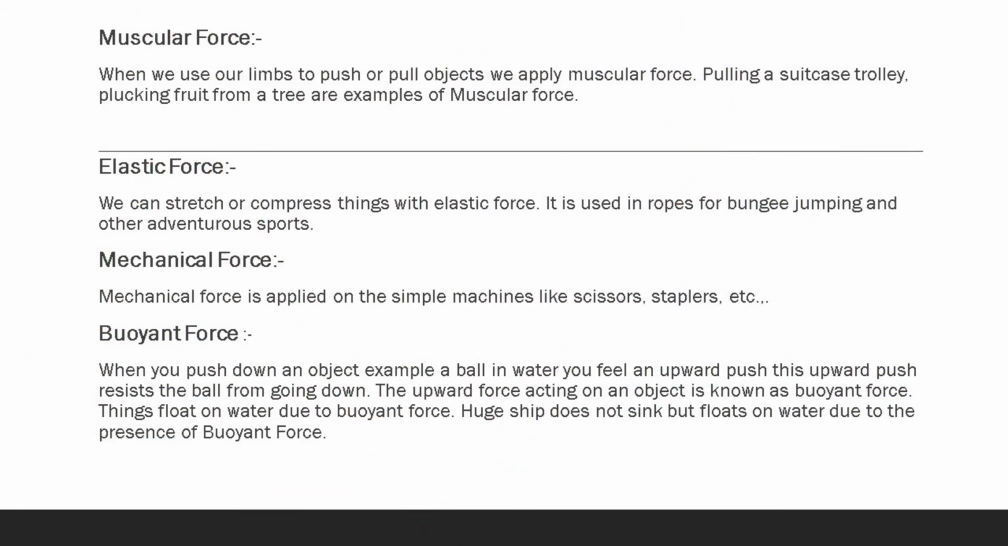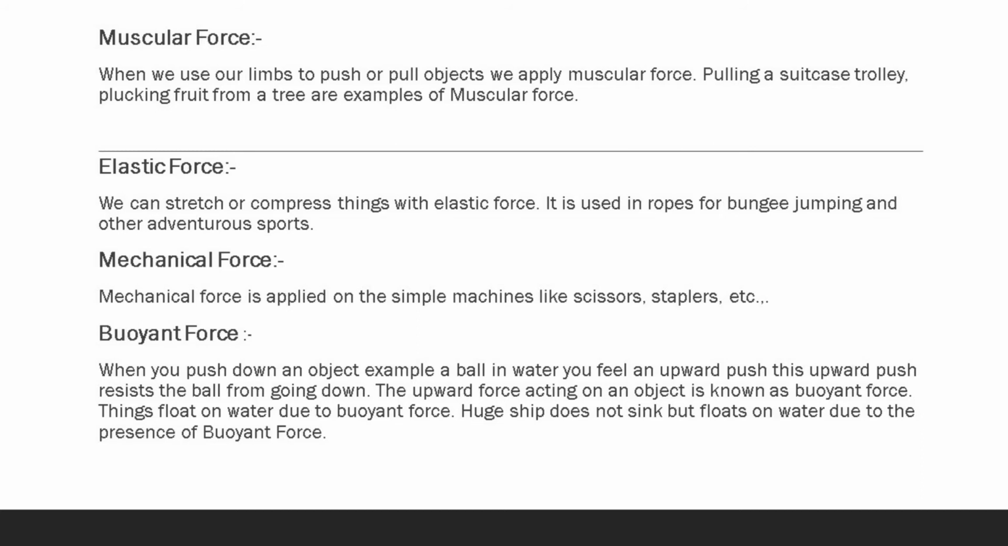Now, muscular force. When you are coming to school, you are lifting a school bag on your back. So you are using your muscular energy. When we use our limbs, that is hands or legs, to push or pull objects, we apply muscular force.